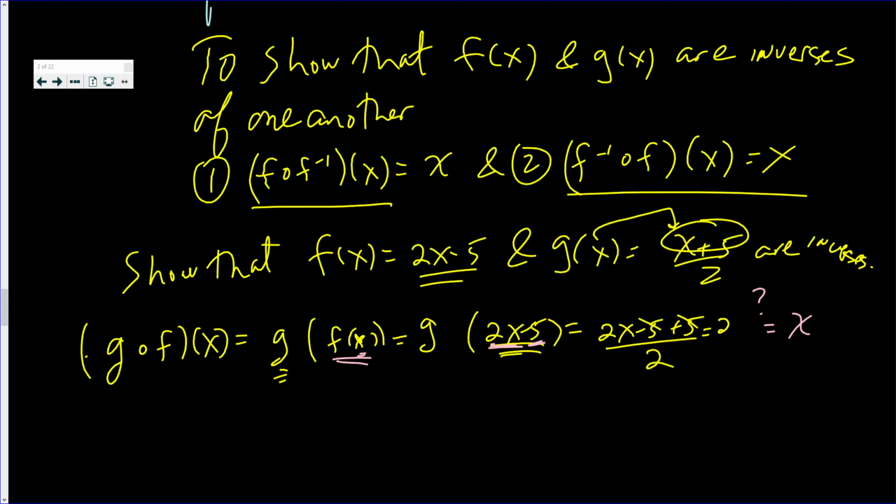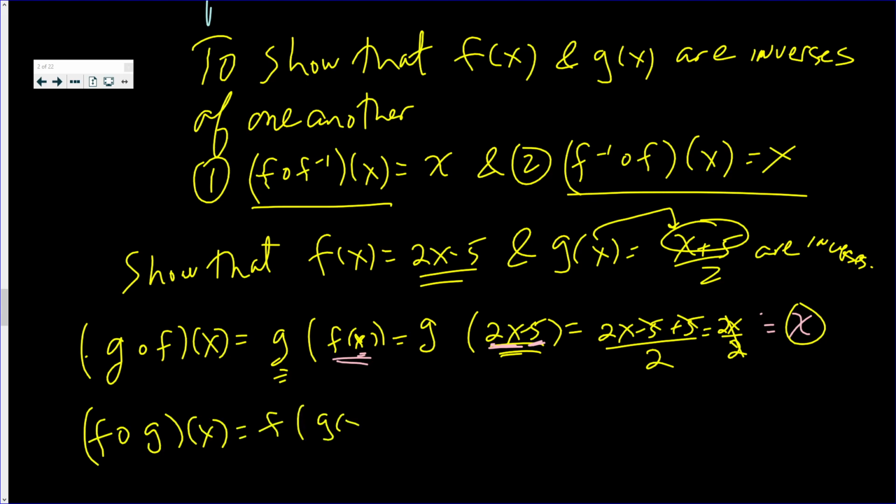So basically we just have 2x over 2, and what do you know? That is x. It did work. But now you have to verify it the other way. So this is f of g of x. It's f of g of x, which is x plus 5 over 2. It says so right here.